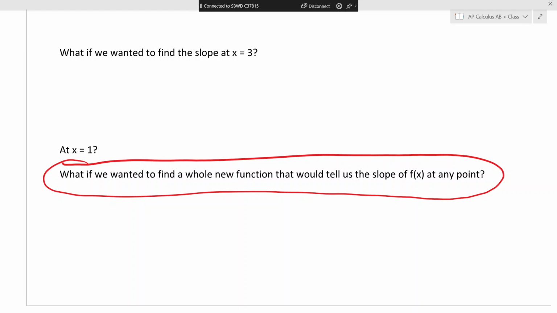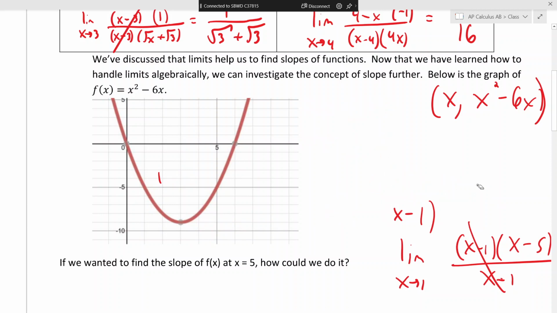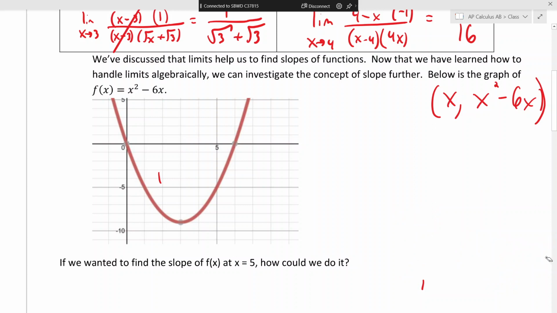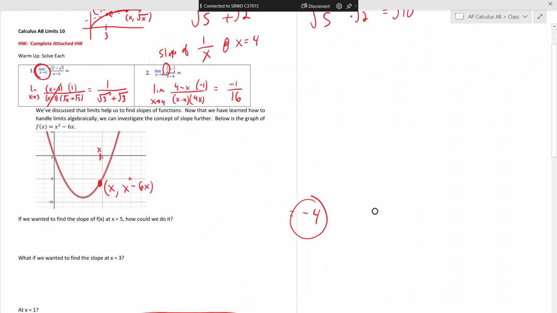Okay? But it turns out, let's go back up here. If we want to find a formula for this, instead of having to find the slope over and over and over again, if we want to find a formula for the slope, think about this. Then we can't choose an x value. Now I know I'm drawing that point right there, but it could be anywhere. It doesn't matter where that point is. I'm going to call it x squared minus 6x, where this value up here is x.